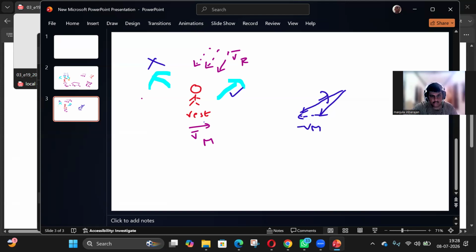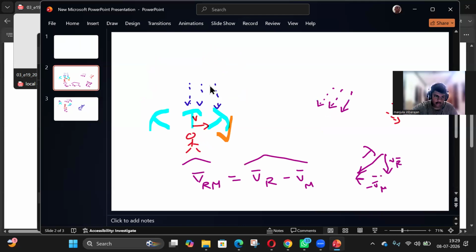Unless I change the direction of VM. To change the direction of VM, I will just flip this page. Okay. That's a trivial thing. We don't do that. I mean, we will not discuss that. So I'll move to the third one.